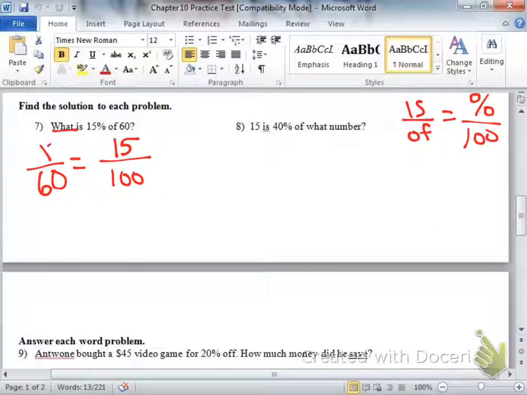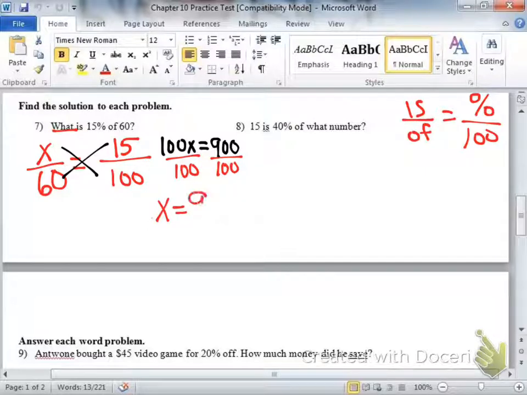What is my is? When you don't know something in algebra class, you use an X, or any type of letter would be fine. Cross multiply here, we get 100x equals 60 times 15 is 900. And you're going to divide both sides by 100 to get the x by itself, and x equals 9.